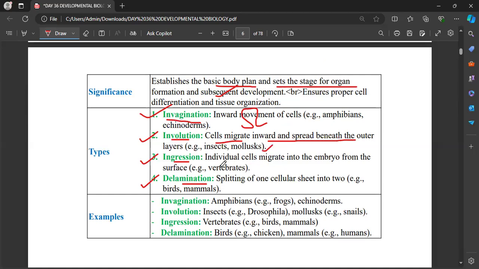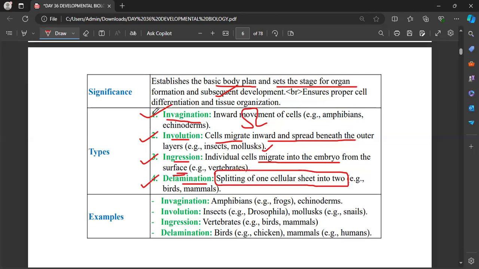in insects and mollusks. And what is ingression? Here, the cells migrate into the embryo from the surface. From the surface, they migrate inward. That is ingression. Delamination: here, one cellular sheet splits into two sheets.